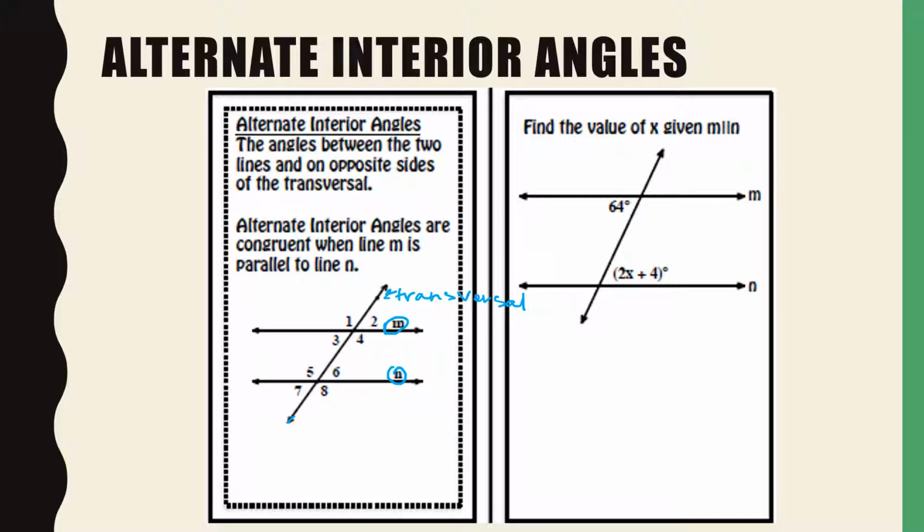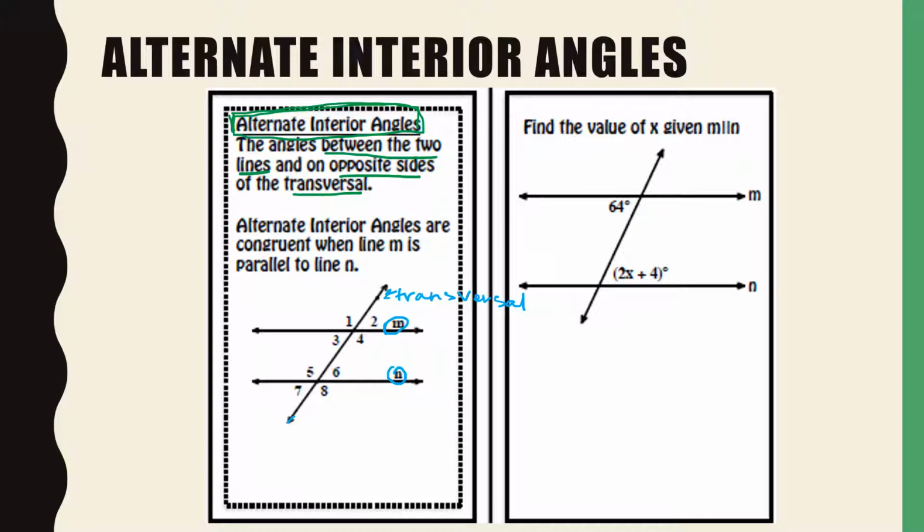So alternate interior angles, I want you to take it and highlight it, box it, whatever you got to do to kind of make it bold. This is what we're talking about: the angles between the two lines and on opposite sides of the transversal. So next I want you to underline between the two lines. And I also want you to underline opposite sides and the word transversal. Make sure all of those are underlined because then we're going to go down to our picture and figure out what this means.